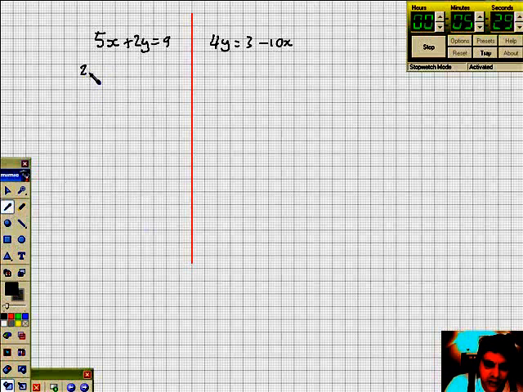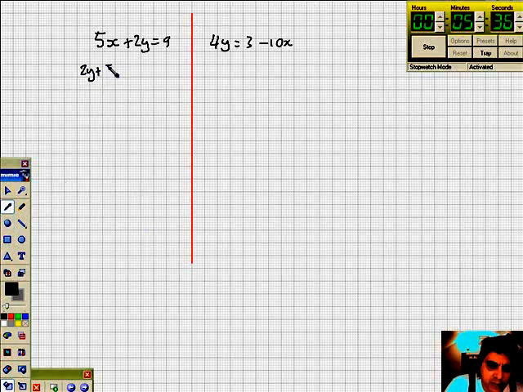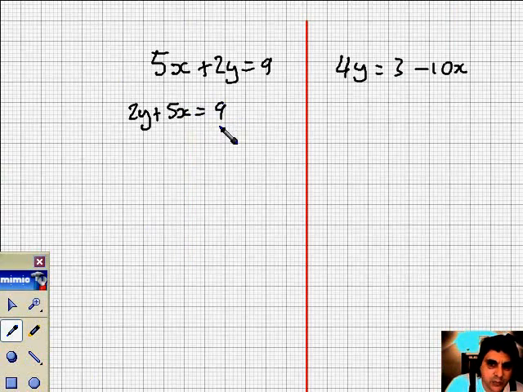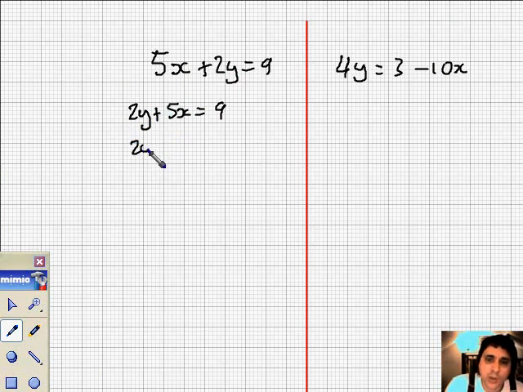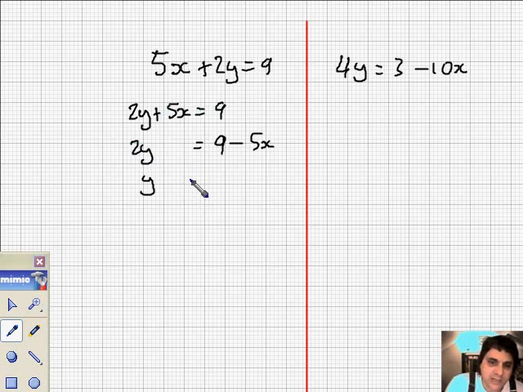Right, what I meant to do was, how about 2y plus 5x equals 9? All I've done was to write them around the other way to get my 2y in the first position. So, to get 2y on its own, I'll take my 5x's next door and subtract them. 9 minus 5x. And to get y on its own, just divide everything by 2.